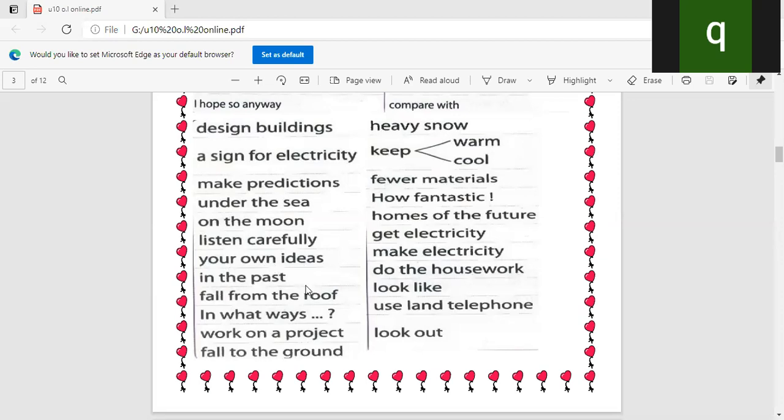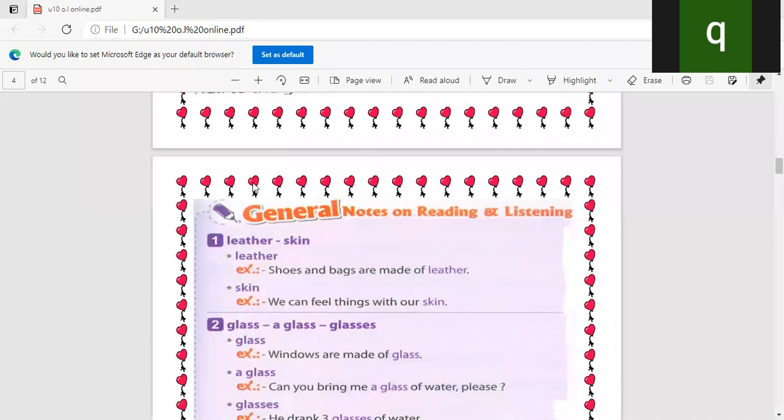Your own ideas, in the past, fall from the roof, in what ways, work on a project, fall to the ground, when something falls from you to the ground. Heavy snow, when it's snowy, it has heavy snow. Keep warm or keep cool. Fewer materials, how fantastic. Homes of the future, get electricity, make electricity, do the housework, look like, use land, telephone, look out. Look out means to watch out.